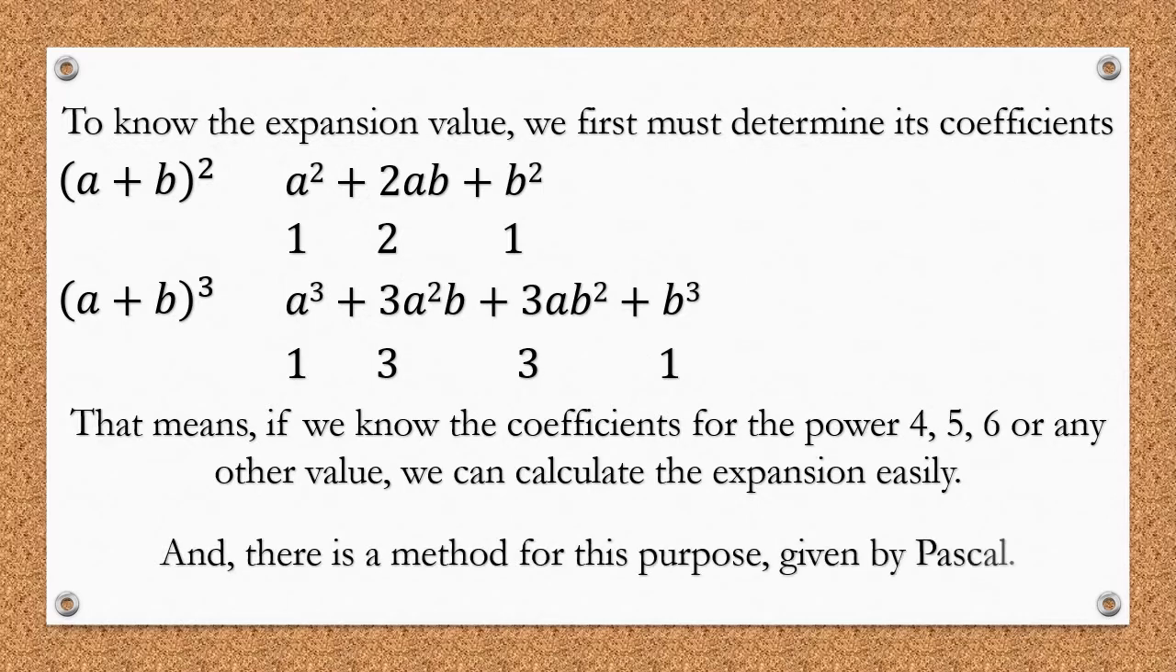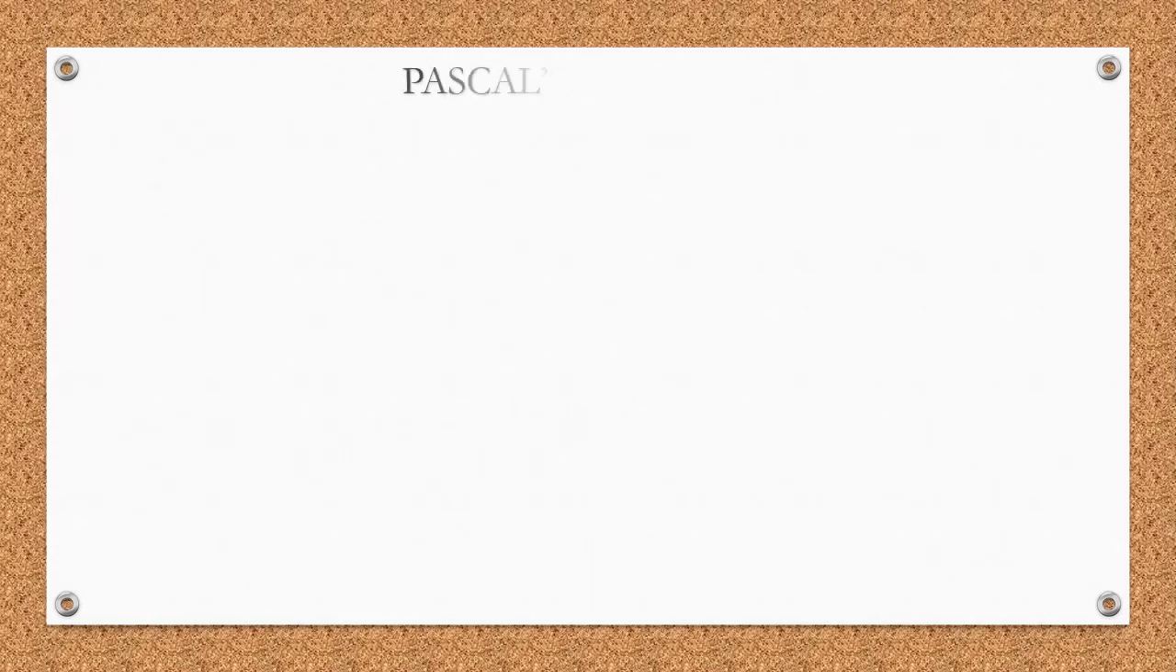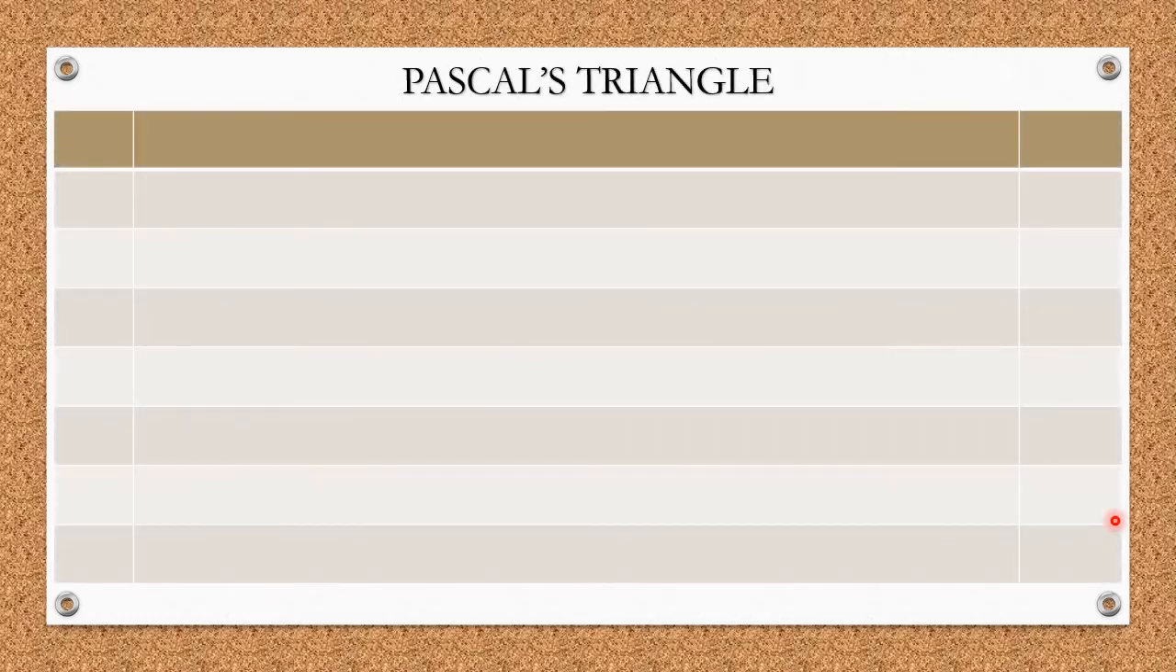And there is a method for this purpose given by a statistician named Pascal, and the method is called Pascal's triangle. Now this triangle can be depicted using a table, and there is no end to this triangle. You can calculate this triangle on your own. I will just let you know how.